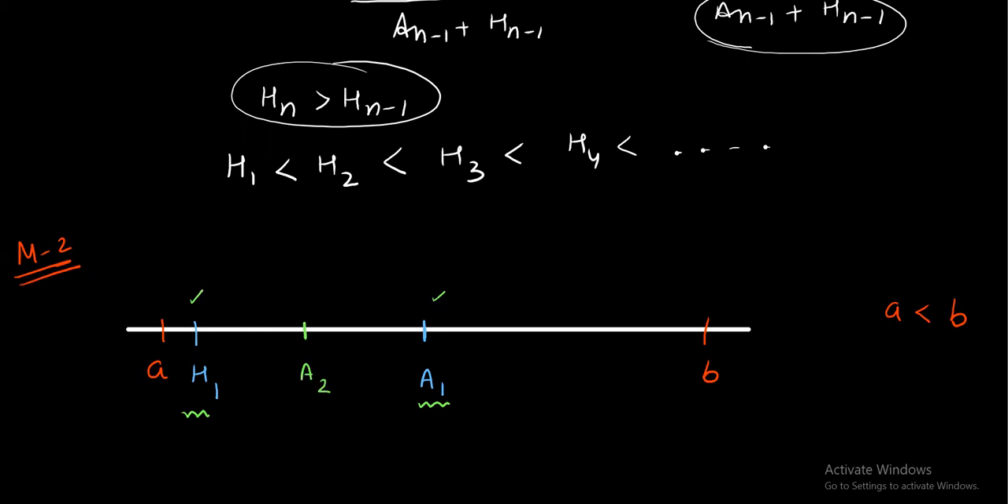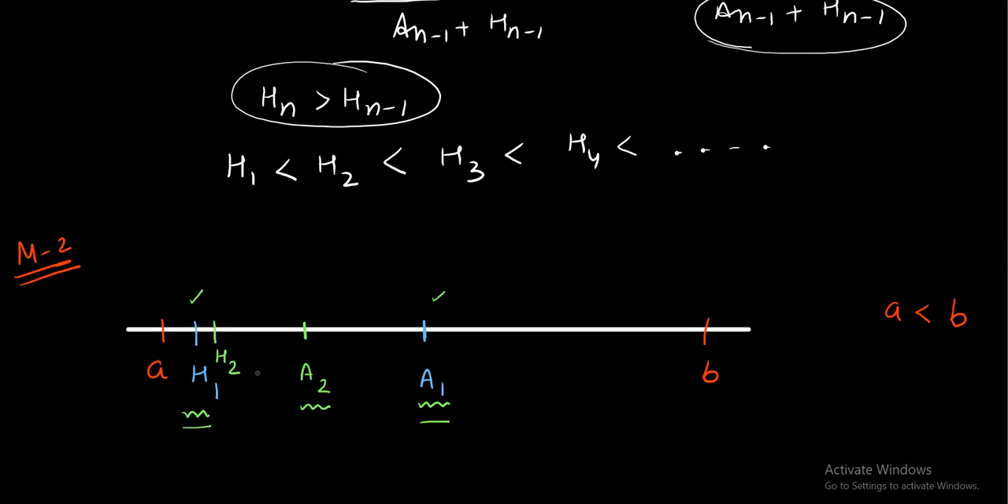Regarding H2, the harmonic mean is going to lie between the numbers A1 and H1, and it will obviously be less than the arithmetic mean A2. So marking H2 somewhere over here. This is H2.